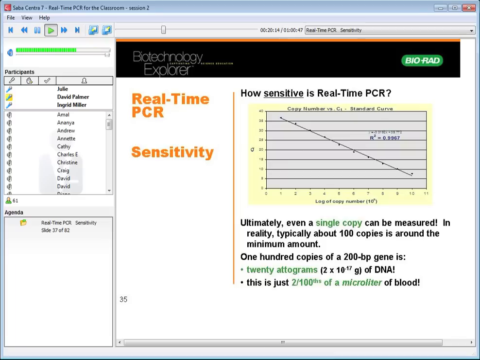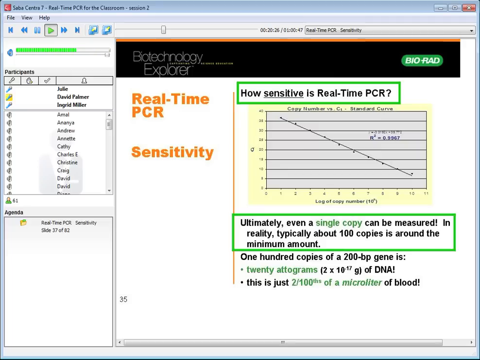Now, one thing I like to share with my classes is how sensitive real-time PCR is. Keep in mind that real-time PCR is just as sensitive as regular PCR. So ultimately, even a single copy of DNA can be measured. In reality, it takes about 100 copies to get a reliable signal, so you know you're not just amplifying primer dimers or contaminants or something like that. An example of what 100 copies would be is 20 attograms of DNA. We don't often use the prefix atto, but that's what it is, 20 attograms.